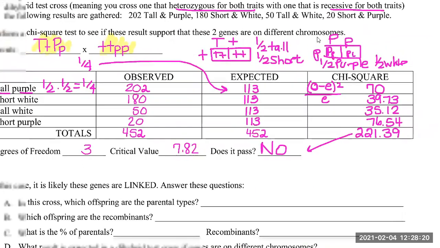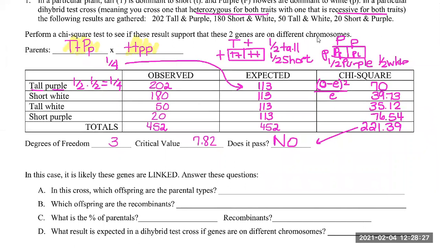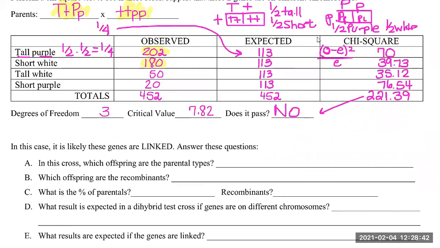All right. So what does that imply? Well, that implies that these genes, particularly in this case, are linked. How do I know that? Because I expected about 1/4 of each, but what you're going to see when the genes are linked is that most of them come out looking like the parents, and those are called parentals. So when it asks which offspring are the parentals, it's the tall purple and the short white.